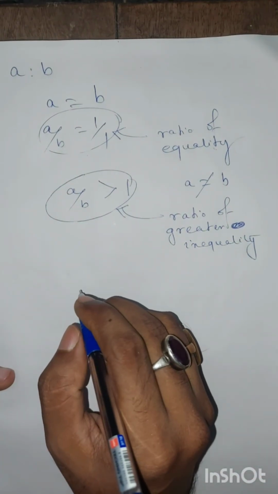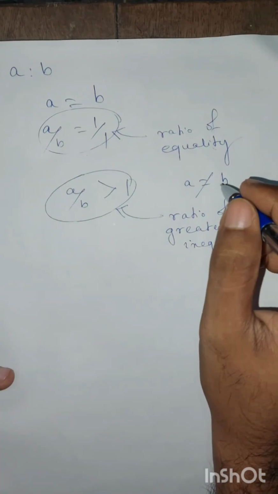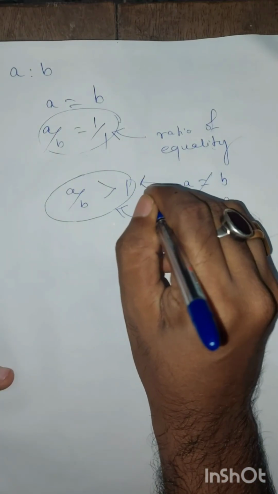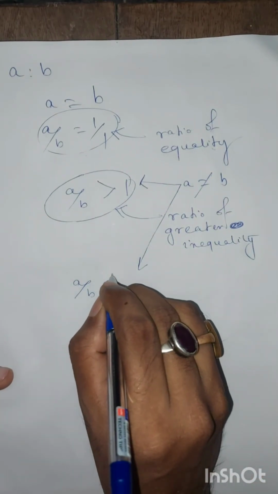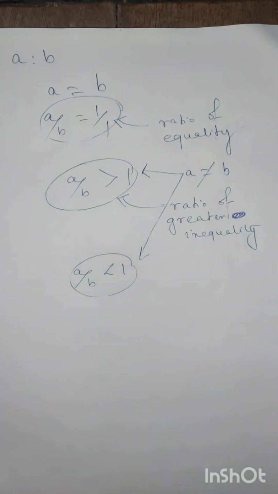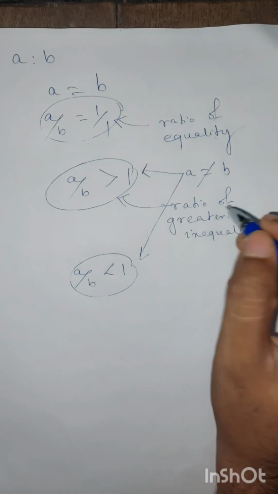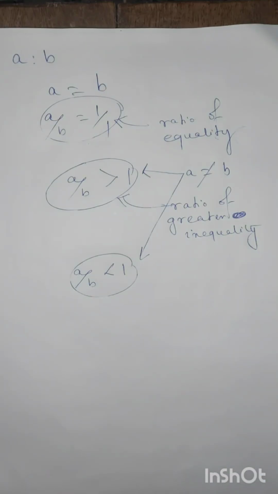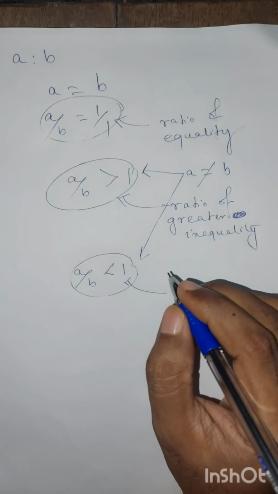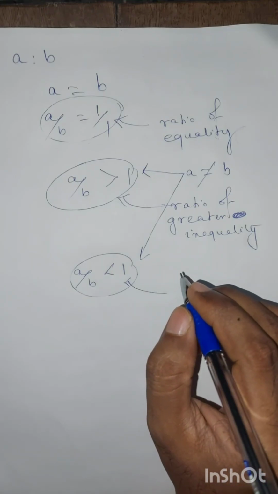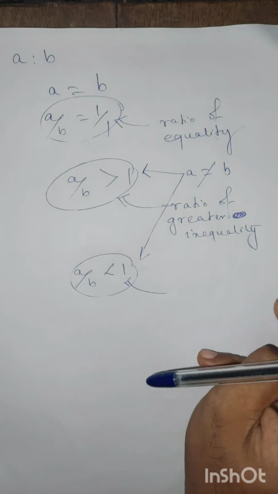And one more case can happen when a is not equal to b, that is a by b is less than 1. So numerator and denominator are different, and in this case we are observing a by b is less than 1. This is called ratio of lesser inequality.